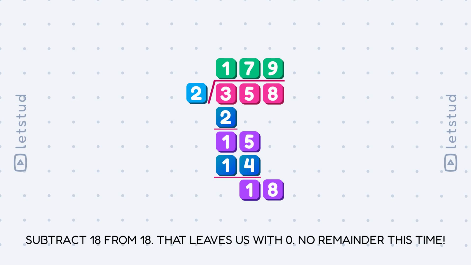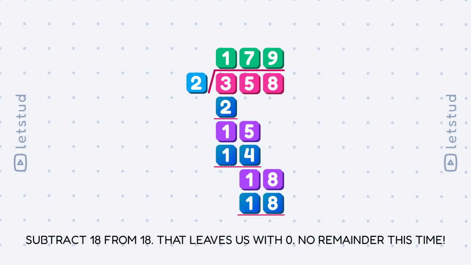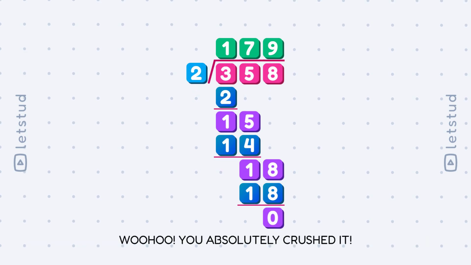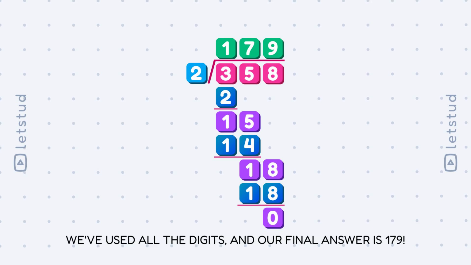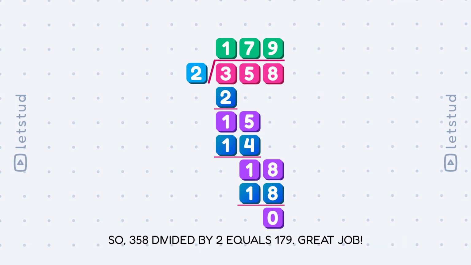Perfect. Subtract 18 from 18. That leaves us with 0. No remainder this time. Woohoo, you absolutely crushed it. We've used all the digits, and our final answer is 179. So 358 divided by 2 equals 179.